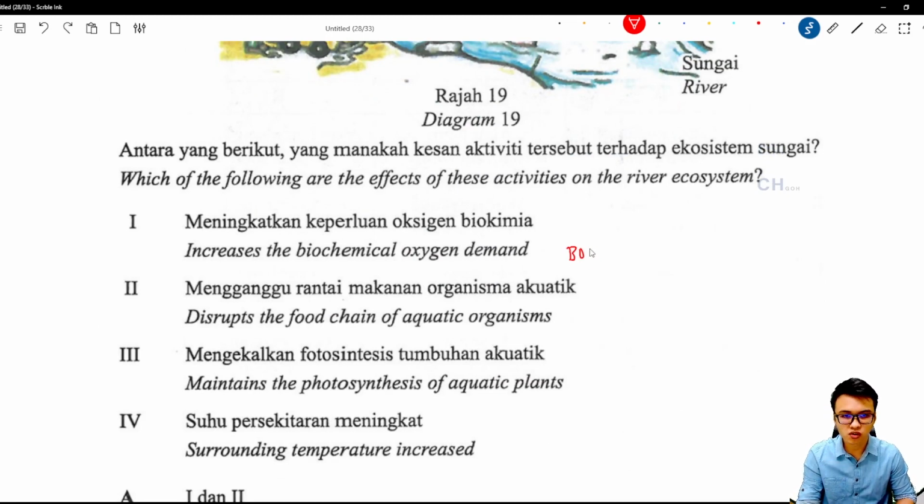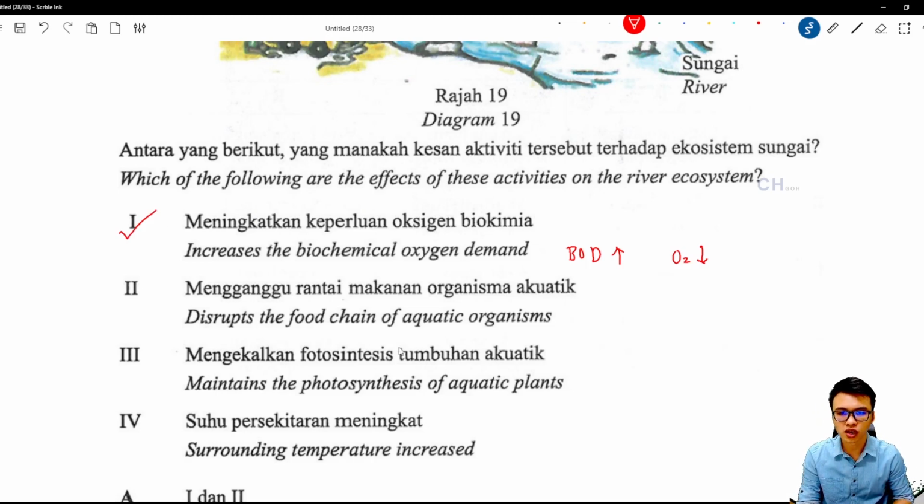So if you increase the BOD level, that means the oxygen level will be less, because BOD means the oxygen that is needed for the bacteria to carry out respiration. The higher the BOD, the lower the oxygen content in the water. So yes, one will be correct.